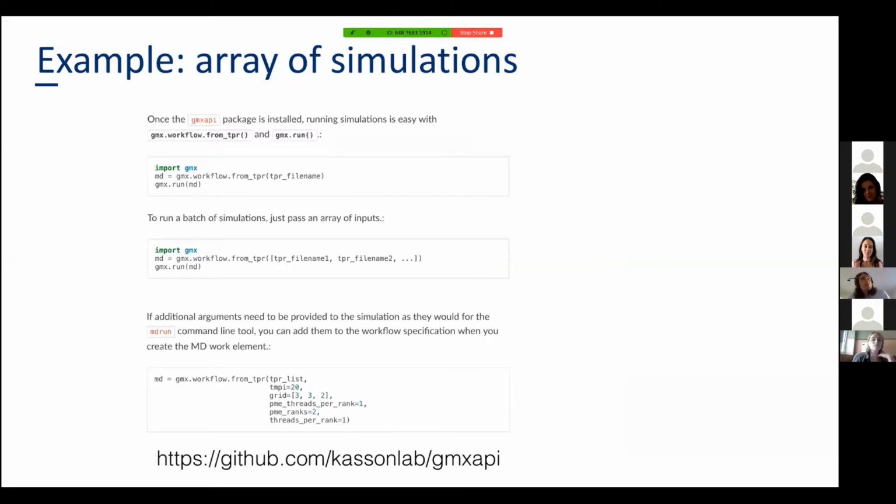So that's very straightforward. But you can also pass an array of inputs. So you can pass in a number of TPR files and run. And of course, there are many options that you can set from TPR. So you can set the number of threads and MPI ranks. As I mentioned, basically any of the flags that you can imagine passing to gmx mdrun, you can also pass to the workflow manager and have one place that is actually setting up and running your simulation. So that's very nice.